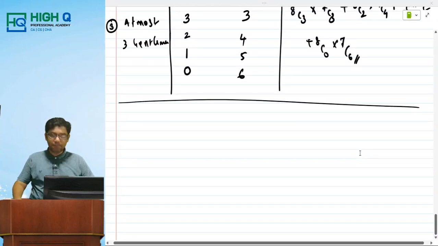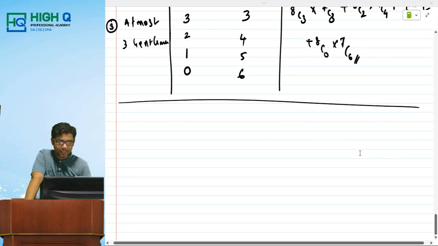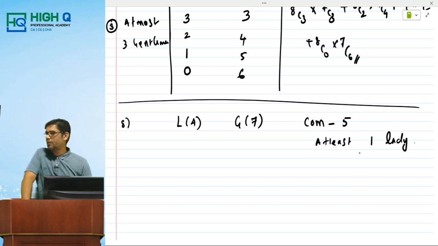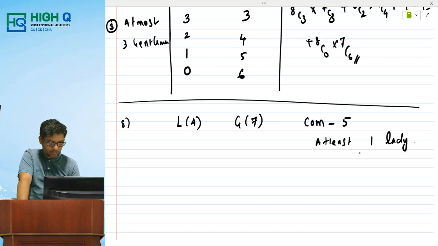Look at this sum number 8. How many ladies? How many gents? Okay. Committee members? 5. And the condition is what? At least one lady. Am I right, my dear? At least one lady. What is it? Look at this, my dear.